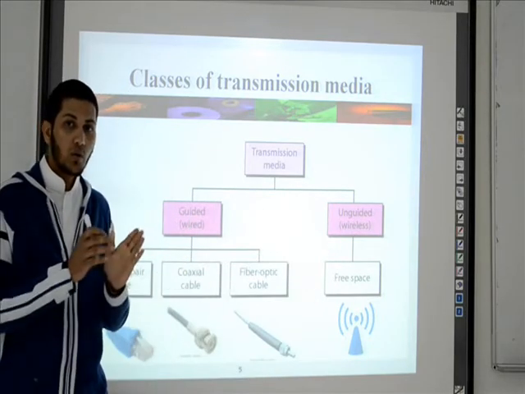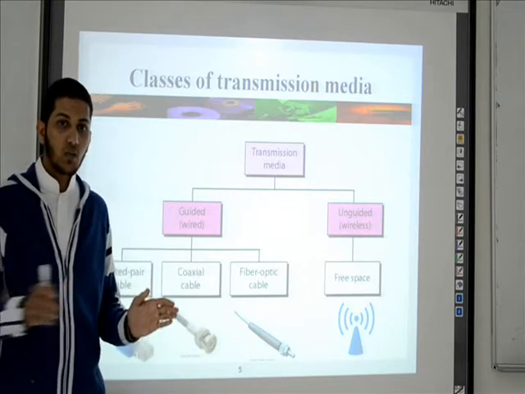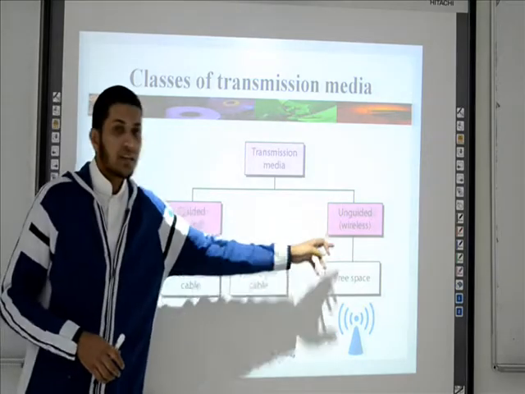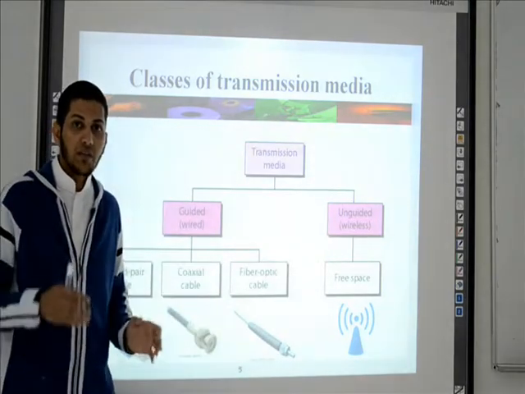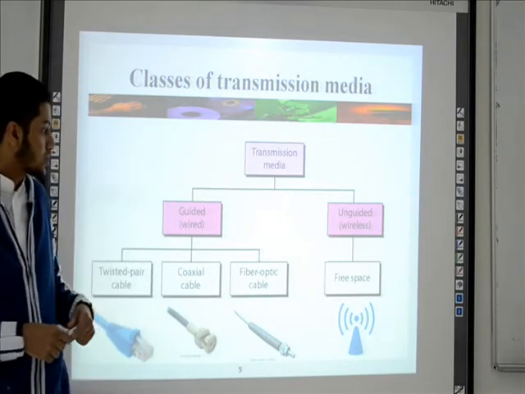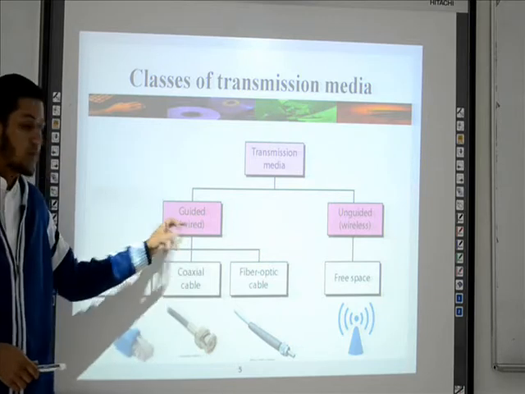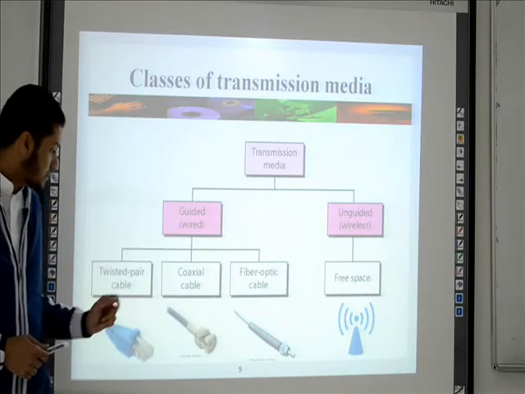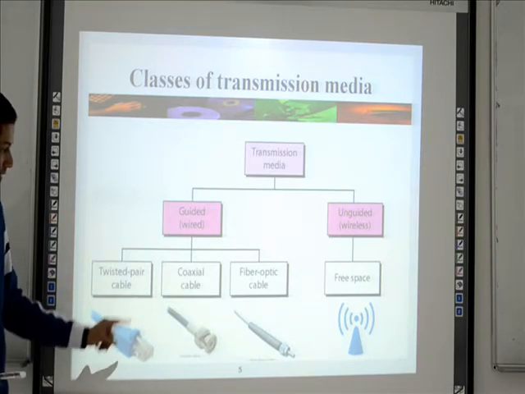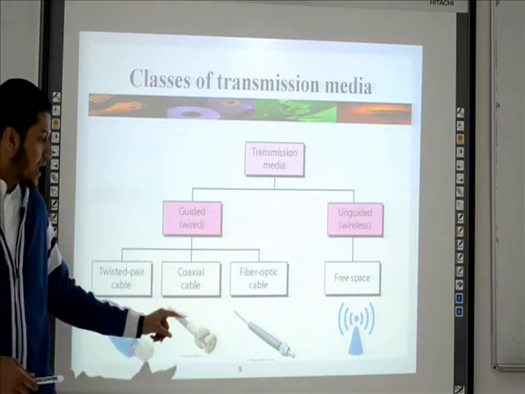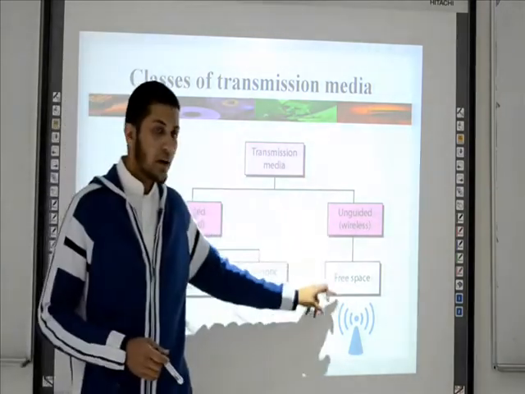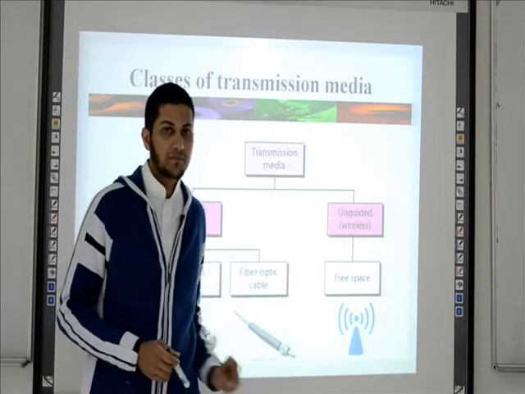Guided means you will send from point to point. Unguided means you have to be in the same space. If you go out of this space, you will not get any transmission. We have 3 kinds of wire or guided cables: twisted pair cable, as we see in the picture, coaxial cable, and fiber optic, which is the newest one. And in air or free space, we have the wireless.